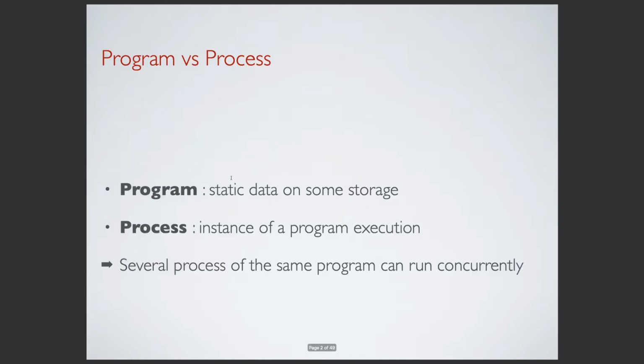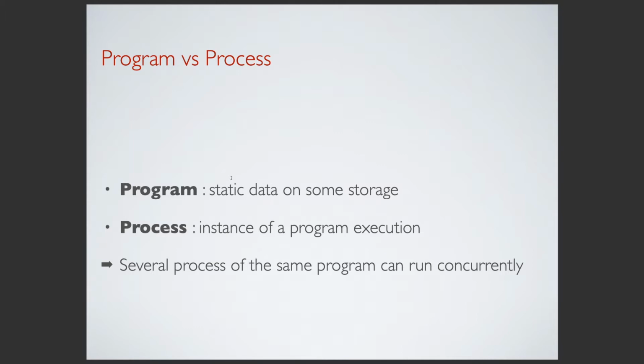First, let me make a distinction. Last time, I didn't talk about processes, I talked about programs. But here, I'm going to try to make a distinction, at least semantically. We're going to call a program what you obtain when you compile some code. It's some kind of static data, and it's on the storage. So it could be a .exe file on Windows or an executable on Linux.